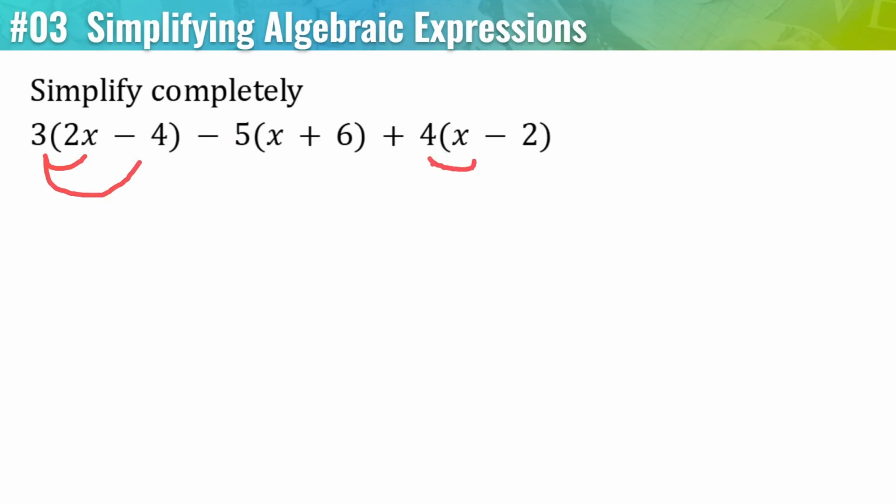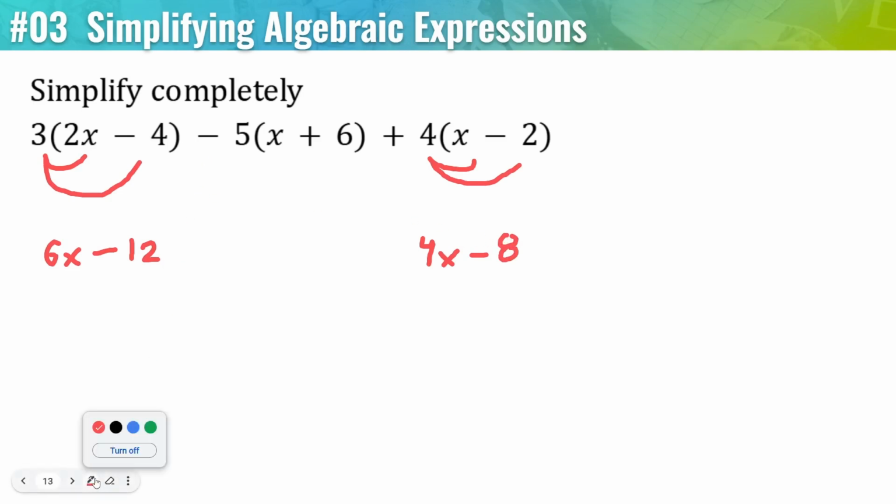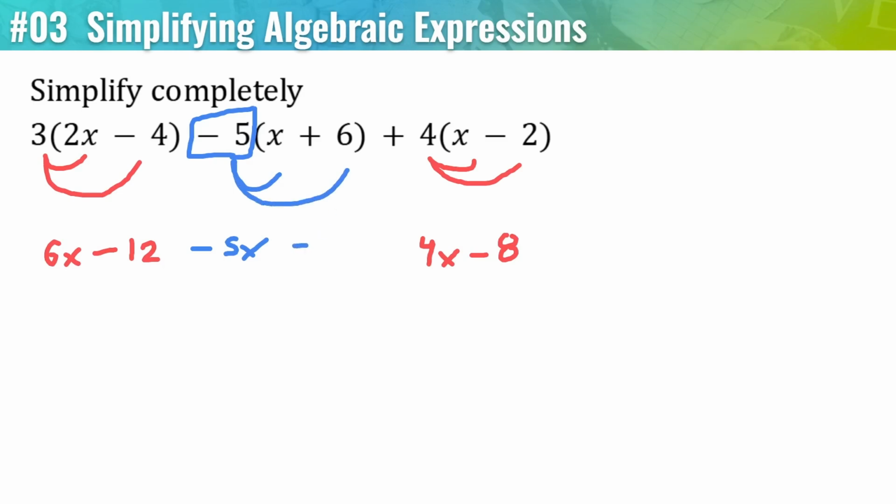So we're going to do it for these numbers. So you can see 6x minus, sorry, minus 12, and 4x minus 8. Now for this one, you can see that this 5 here has a negative sign. So it's up to you whether you want to use that in the distributive property or not. But generally, I find it faster to include it. So negative 5 times x is going to be negative 5x. And negative 5 times positive 6 is going to be negative 30.